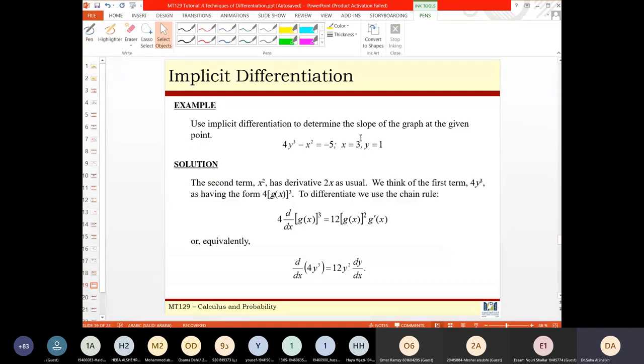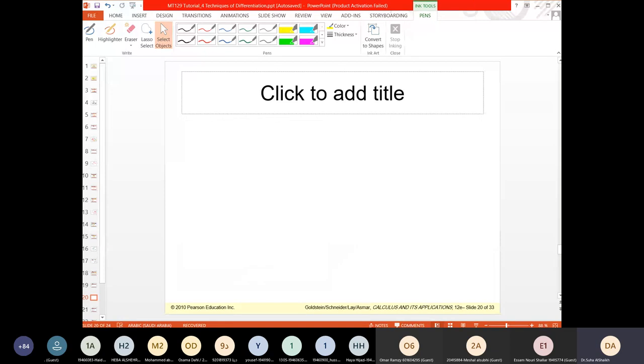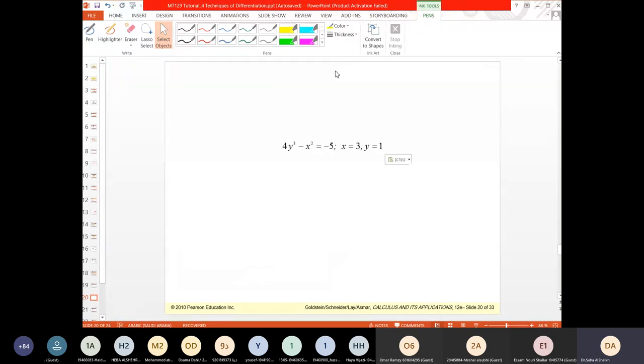We have this example. Use implicit differentiation to determine the slope of the graph at a given point. Use implicit differentiation to find me the slope of the graph at the given point. I'm gonna do this myself. New slide. And here we go. This is the function and this is the point. Have a look at the function.